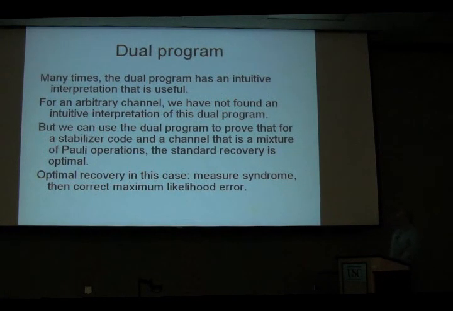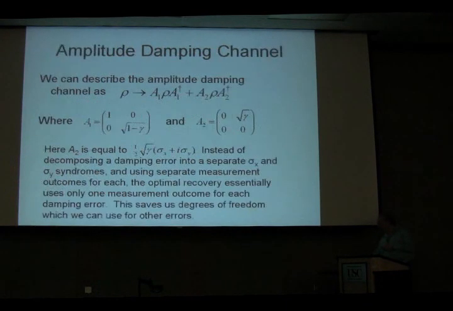So what this might say, although it's not clear that this is actually what it, I mean, this does not strictly mean this, but it kind of implies that for channels which are mixtures of Pauli operations, stabilizer codes might work pretty well on them. Whereas for the amplitude damping channel, the best stabilizer codes may be a lot worse than the best stabilizer codes for Pauli operation channels.